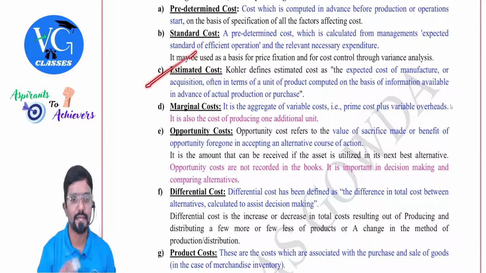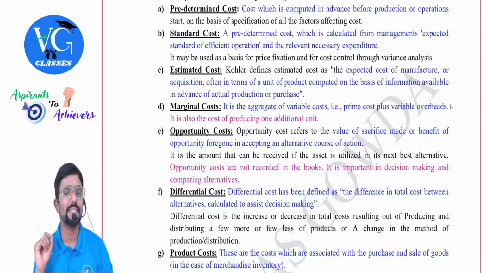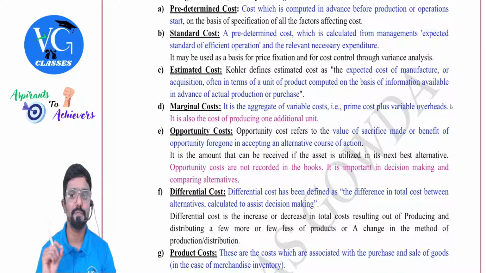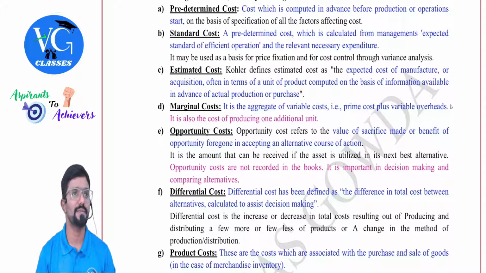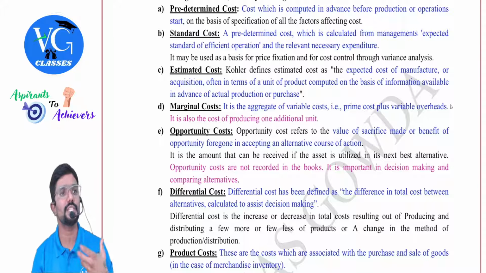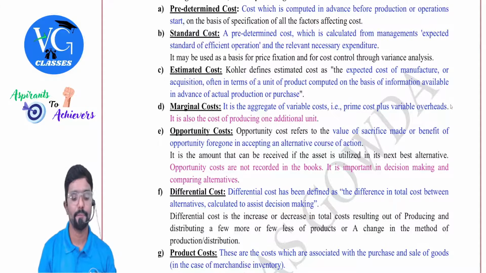Next, estimated cost. Kohler defines estimated cost as the expected cost of manufacture or acquisition, often in terms of unit of a product, that is per unit, computed on the basis of information available in advance of the actual production or purchase. Means what can be my purchase price per unit or what might be the production cost per unit.